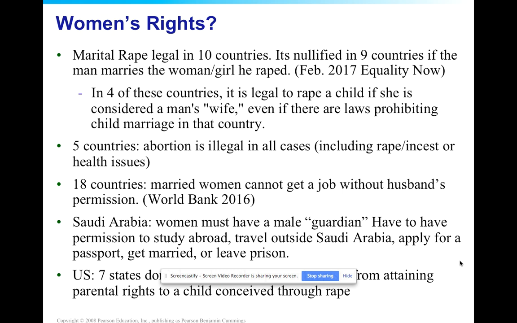And even in the United States, we have some issues here. So 7 states do not have any laws that make it illegal for parental rights to be obtained by a male that created a child through rape with a female. So in other words, a woman could be raped and her child is born. She decides to have the baby. And the father of that child who raped that woman would still be able to have parental rights to the child. So we have a long way to go, even though we have come a long way. There are some positive things, but there are still some things that we need to change and work on.